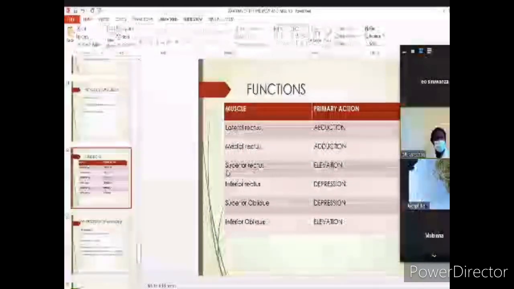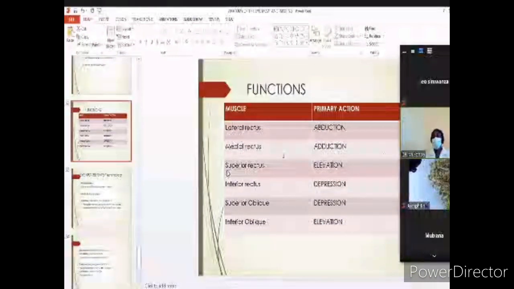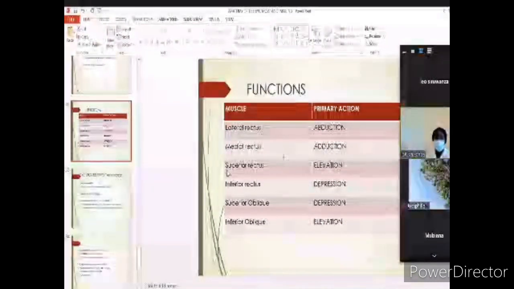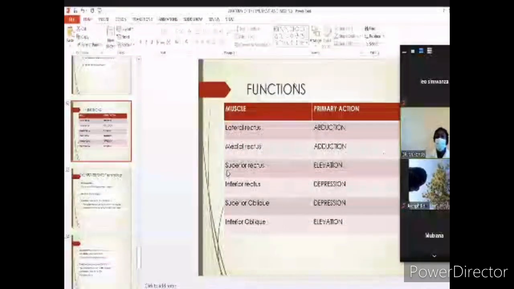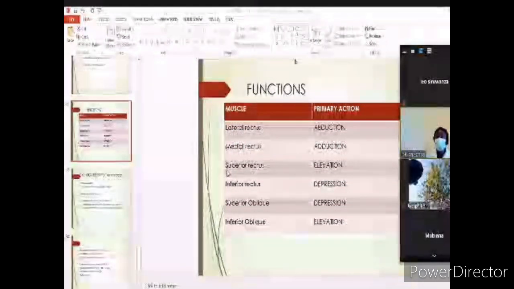The other homework I would want you to look at is what innervation do these extraocular muscles have?